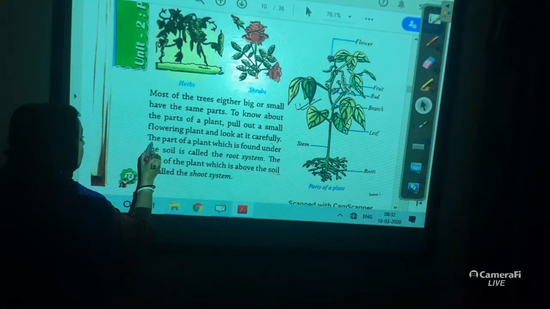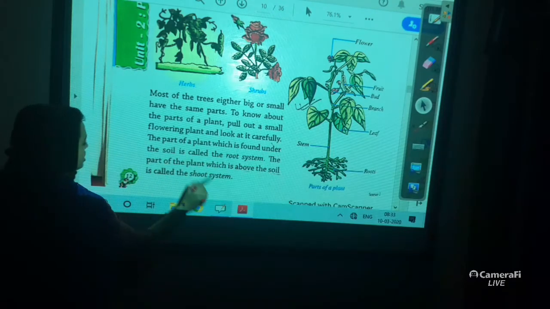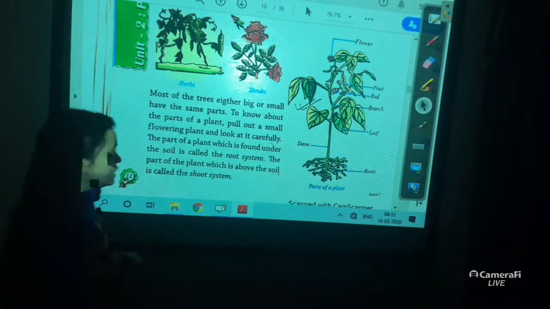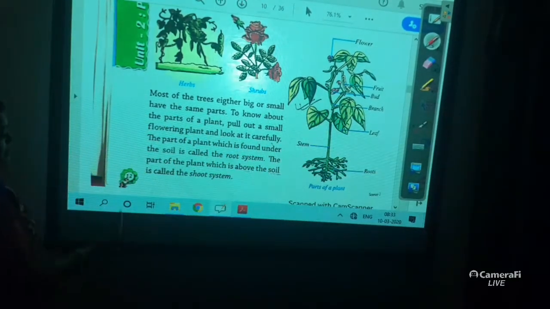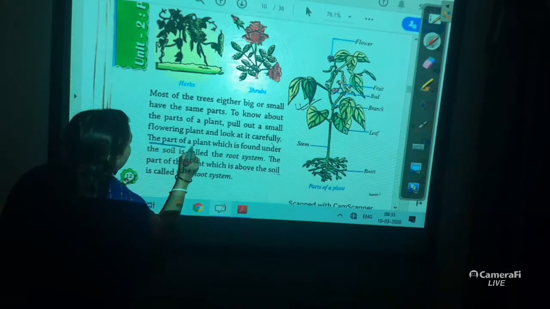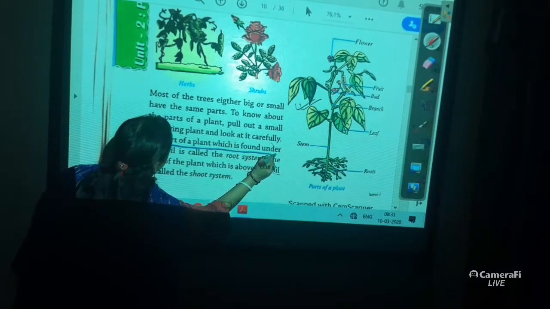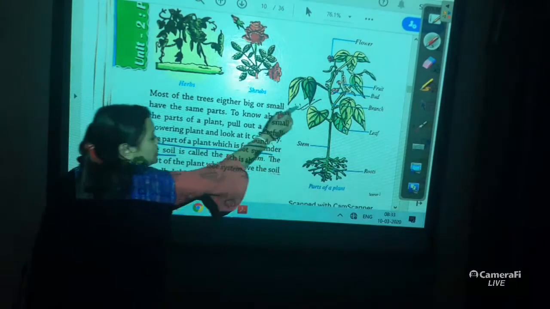Now, the part of a plant which is found under the soil. This is a very important thing. You should know it very carefully. The part of a plant which is found under the soil. Under means नीचे. See the picture.